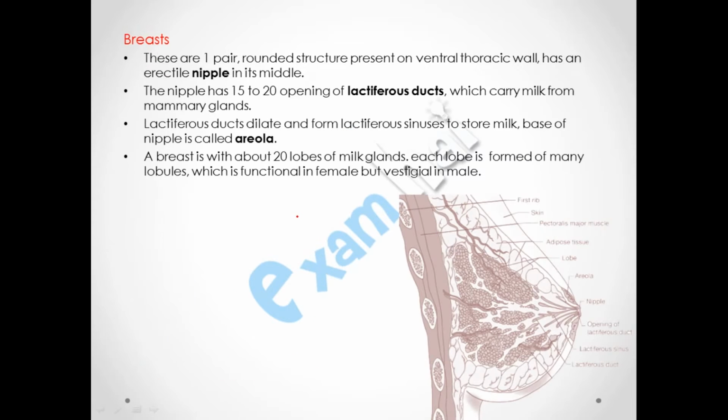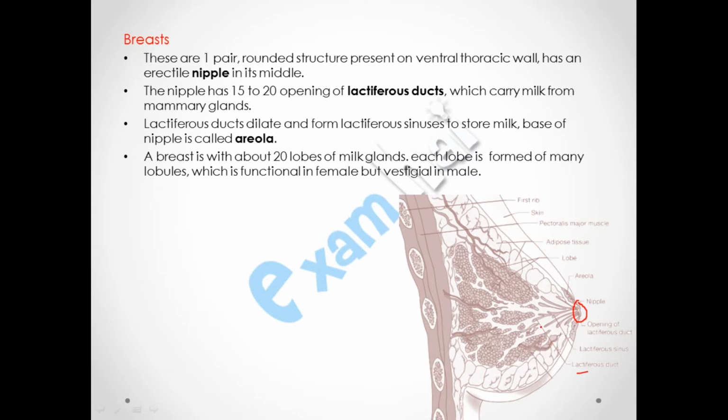Okay, so now we are going to discuss the breast region. These are one pair, that is two in number, rounded structures, present on the ventral thoracic wall, that is the front part of the chest area. It has an erectile nipple in the middle, as you can see in this diagram, and this nipple has 15 to 20 openings of the lactiferous duct.